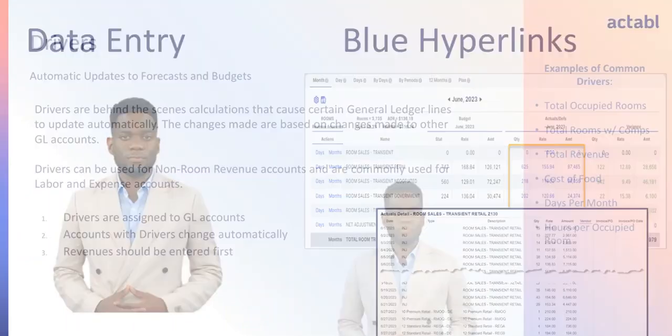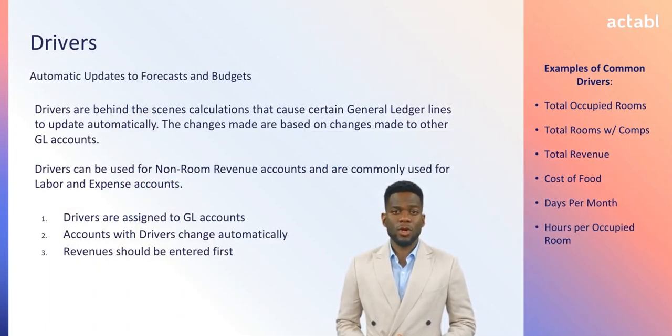One of the benefits of using the budget and forecast features within ProfitSword by Actable is that our datasets can automatically update as changes occur to your top-line revenues with our driver feature. Drivers are essentially behind-the-scenes calculations that cause certain GL lines to change and automatically update based on changes made to other GL accounts. While drivers can be used for non-room revenue accounts, it is more common for drivers to be used for labor and expense accounts.